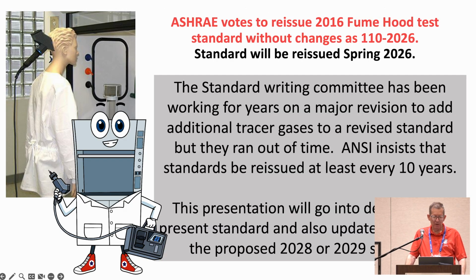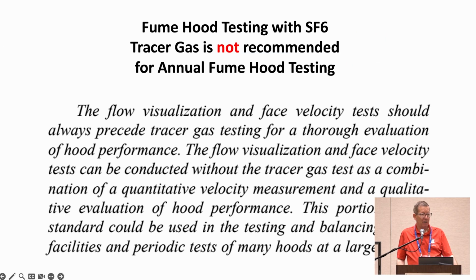Okay, so no changes. But they realize that a lot of people are going away from SF6 for their tracer gas. It's a horrible greenhouse gas, with like 26,000 times as much greenhouse warming potential as CO2. So not good. California has already banned the use of SF6 for fume hood testing.